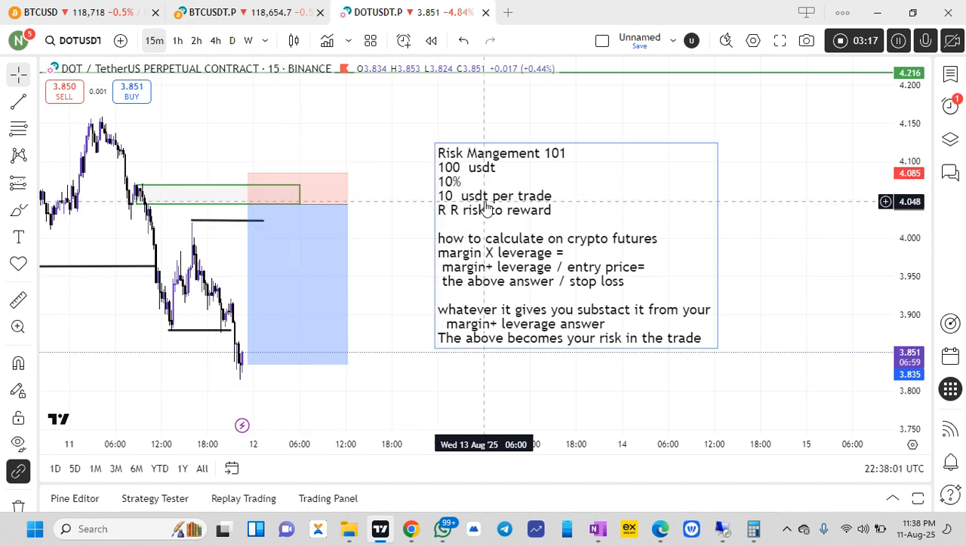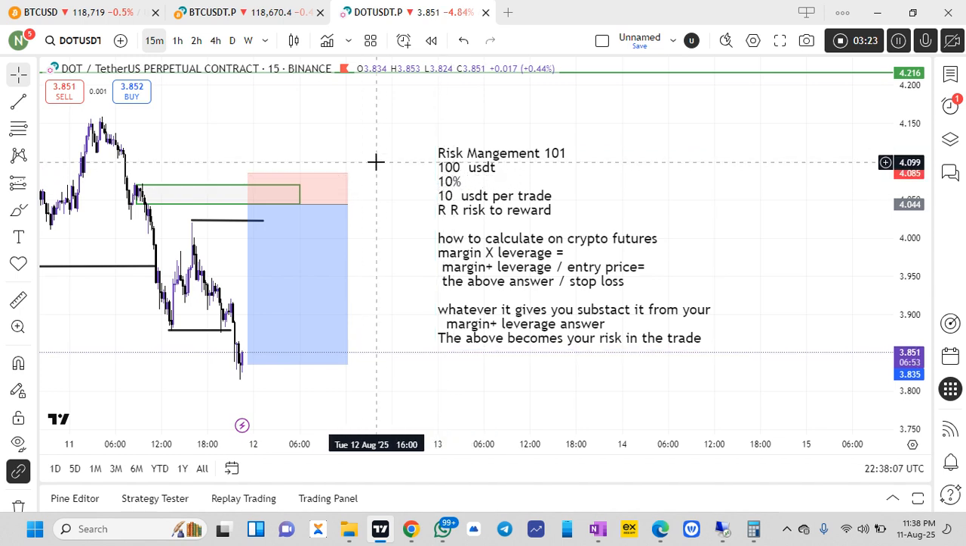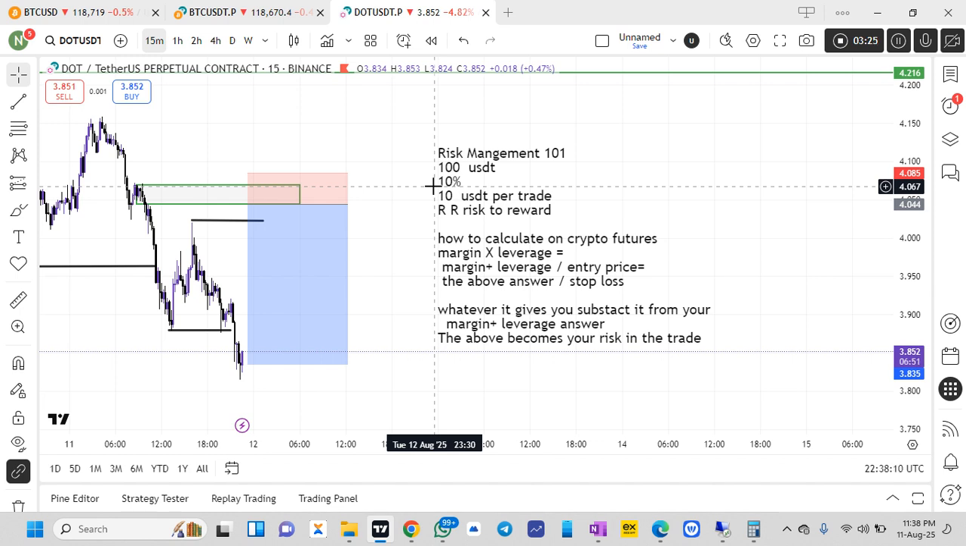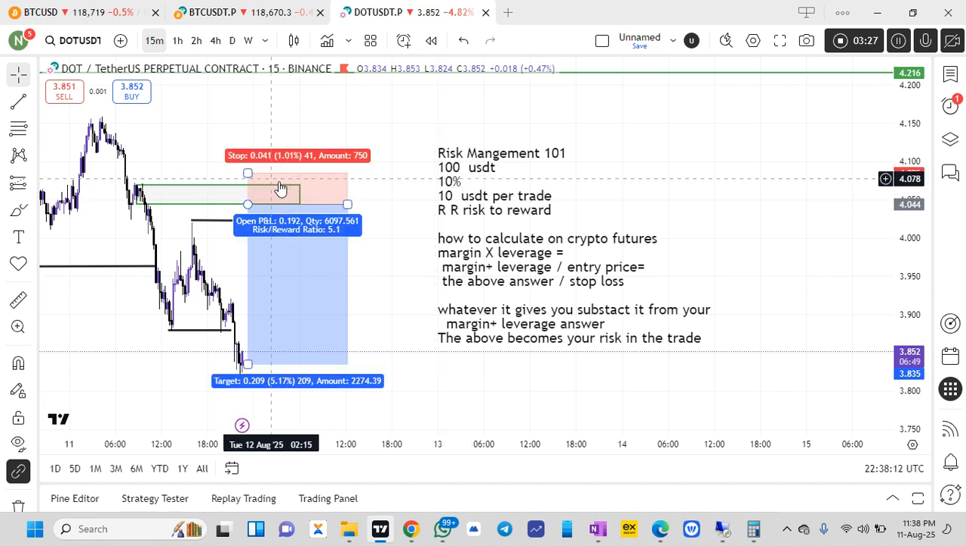So now, how do you know the specific amount to use in entering this trade, so that if it goes to stop loss, you know that what I'm losing here is 10%, and that is what I'm comfortable losing? How do you calculate this?